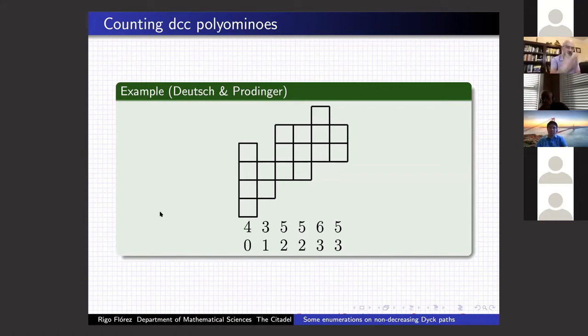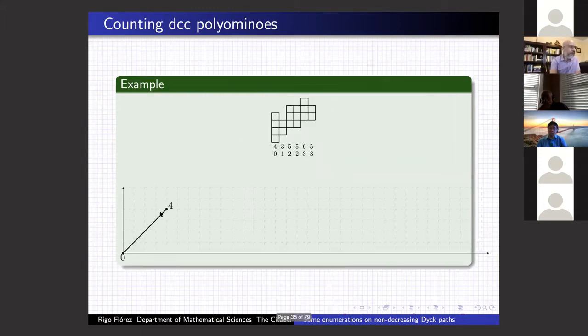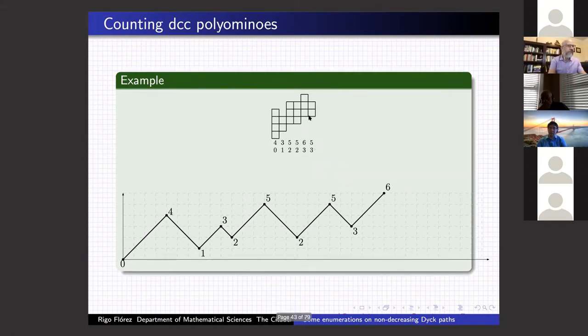They proved this by example, but this is very simple, right? And the idea is you start from zero up to level four, and then you go from four to one, and from one to three, and from three to two, from two to five, from five to two, from two to five, from five to three, from three to six, from six to three, and then from three to five. And then this is the last one. And to complete the path, you just send that one to zero. That is the bijection that Prodinger and Deutsch proved.